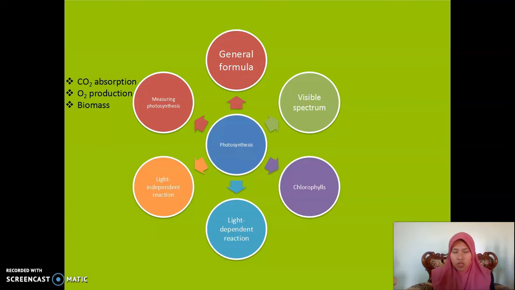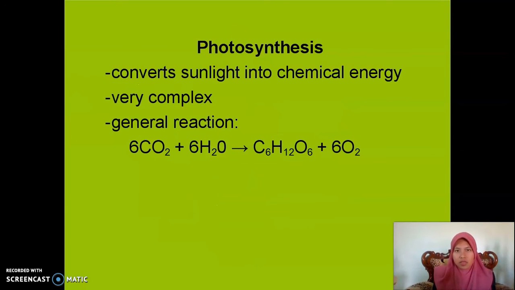Yeah. And the last one, inilah yang kita cakap tadi. From the general formula, we can know how to measure the photosynthesis. So we can measure on the CO2 absorption, on the O2 production, on the biomass, on the water production as well. So daripada 4 molekul yang diperlukan tadi, carbon dioxide, water, carbohydrate and also oxygen, daripada situ we can measure the photosynthesis. Yeah. Okay, so kita akan tengok secara overview lah photosynthesis tu apa.